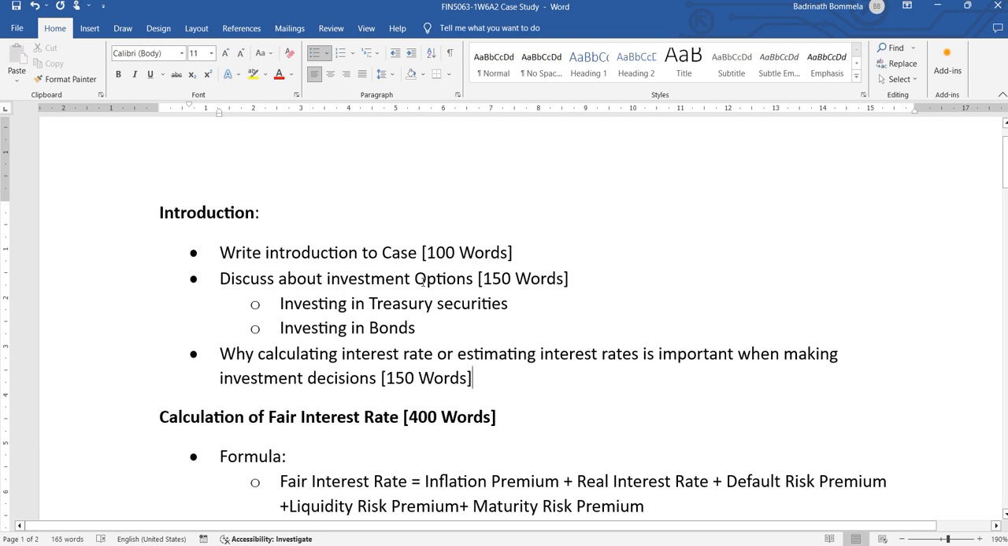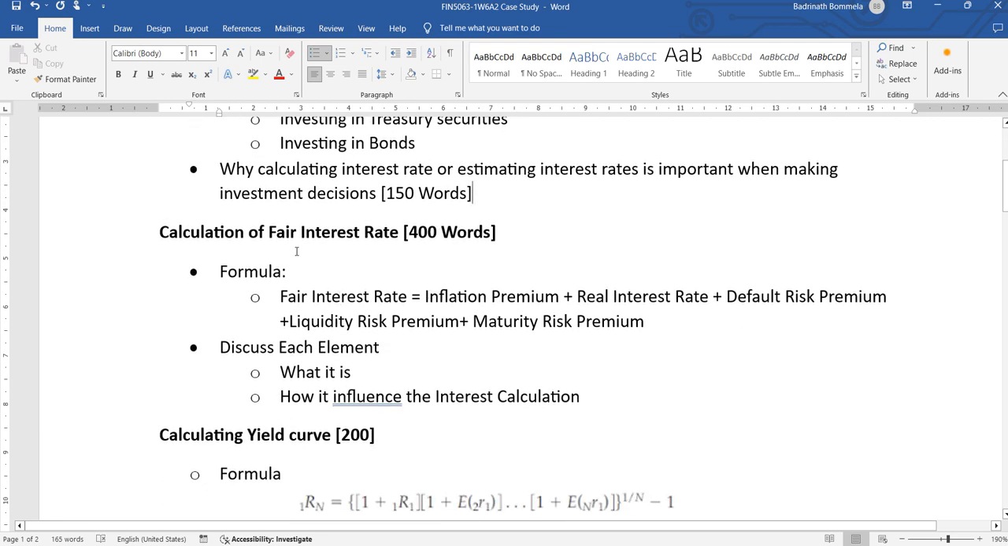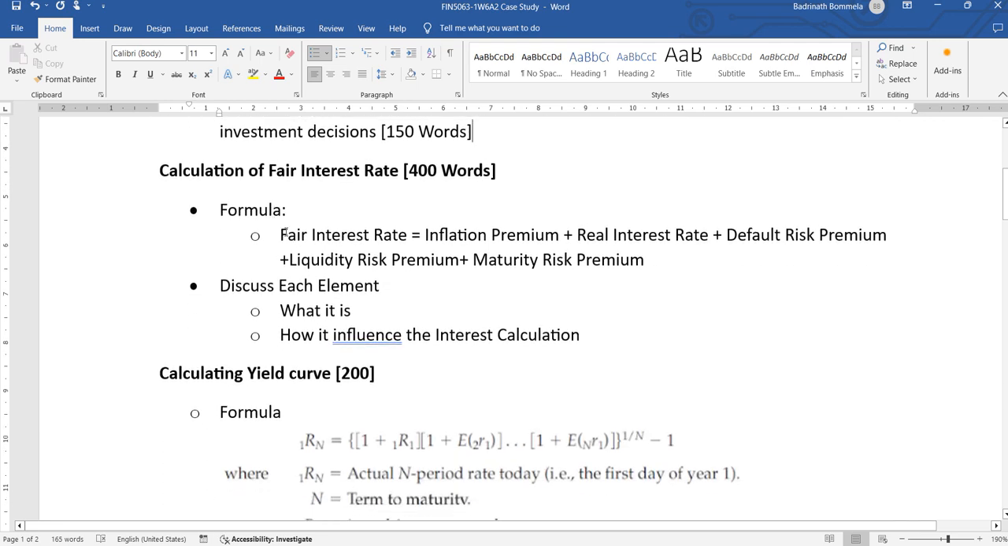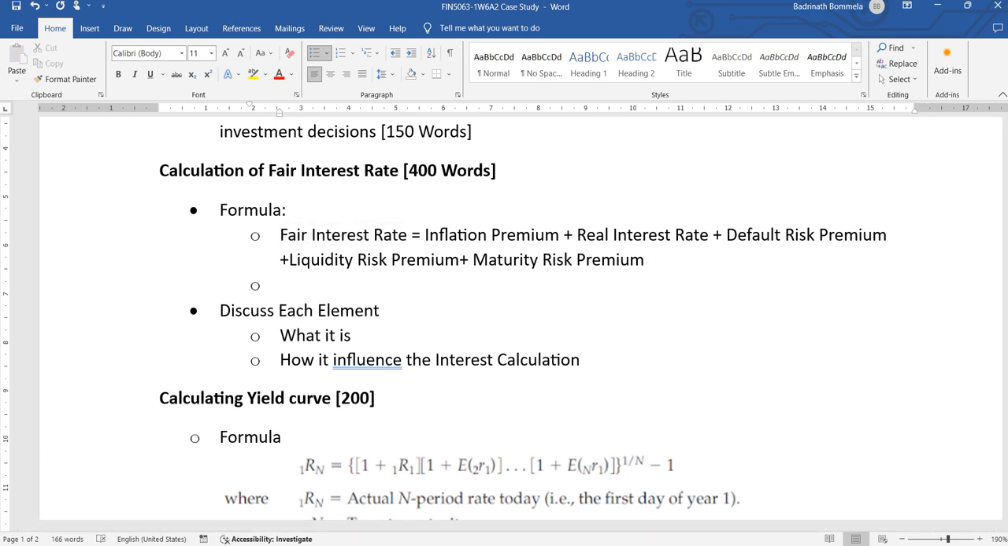After completing this one, we start explaining the calculation of the fair interest rate. There is a formula given to you in the textbook. The main formula here calculates the fair interest rate based on inflation premium, real interest rate, default risk premium, liquidity risk premium, and maturity risk premium.